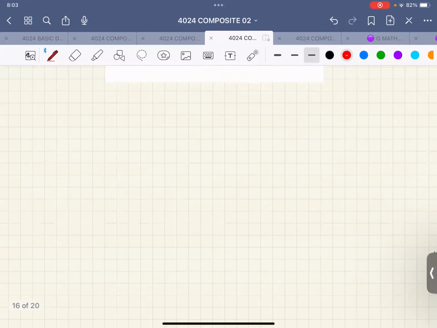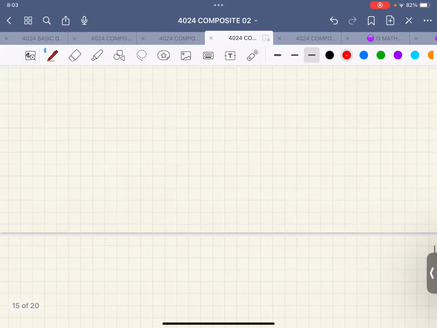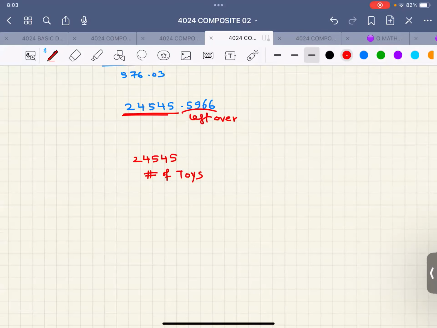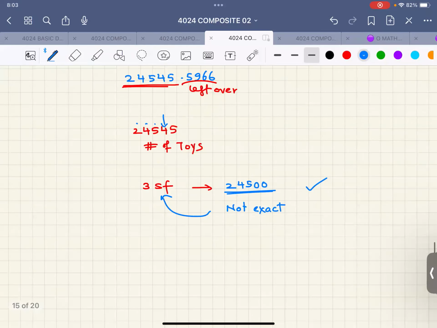Let's double check the answer. Yes, the answer is given correct to 3 significant figures. So this is 1, 2, 3. This is the fourth one. So since 4 is lesser than 5, this is 24500. This is the answer. Since the answer is not exact, therefore, we have to round it off to 3 significant figures.